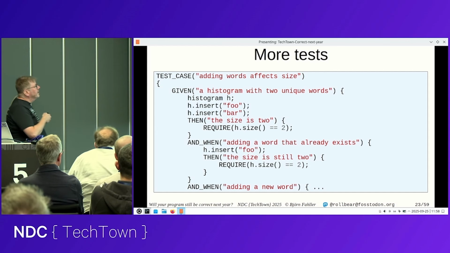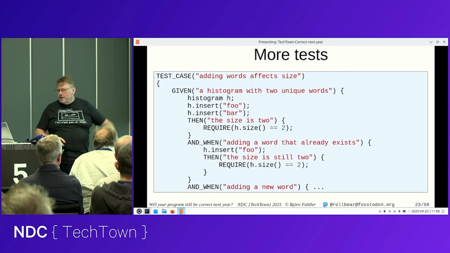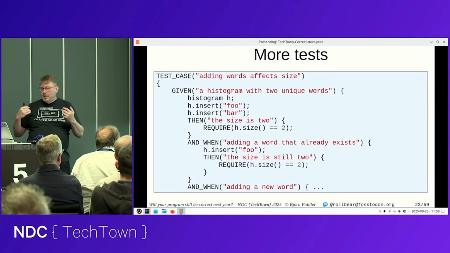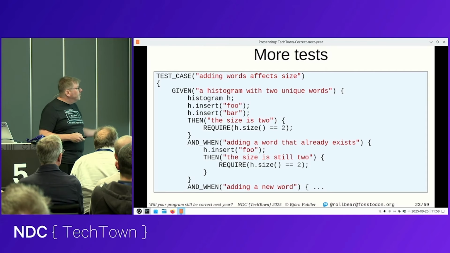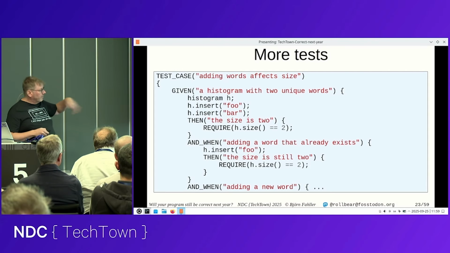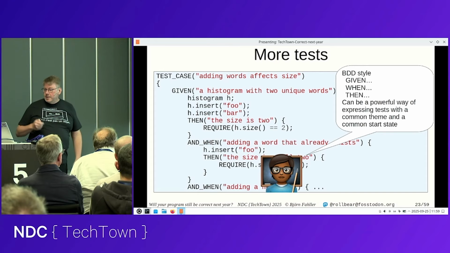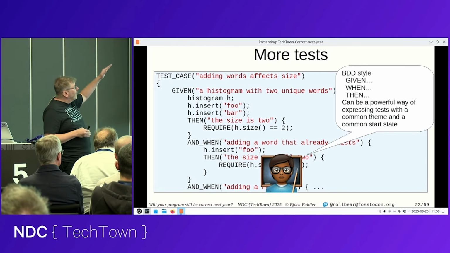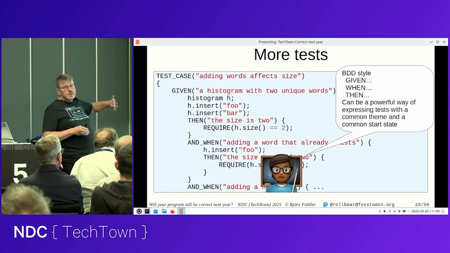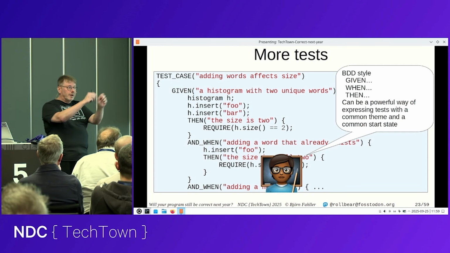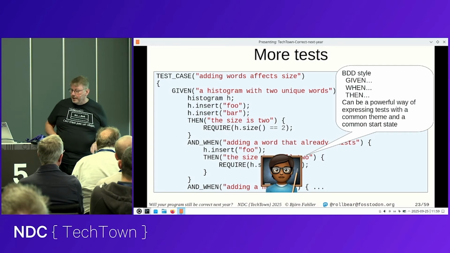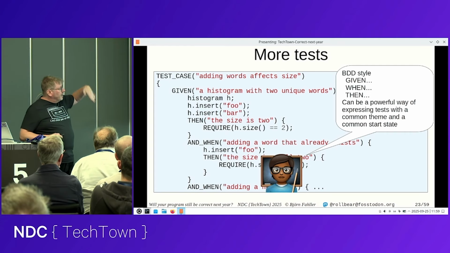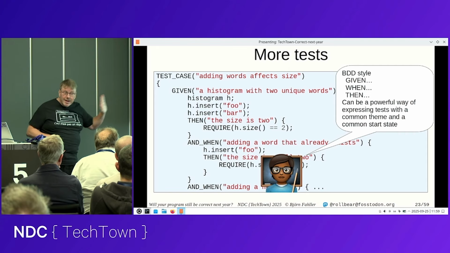So we had some more tests. Adding words affects size. Given a histogram with 2 unique words, the size is 2. That makes sense. Adding a word that already exists, the size remains 2. Okay, that makes sense. And we have adding a new word, etc., etc. This style, BDD style, given-when-then, is, in my opinion, super powerful, where you have a common starting point and you have some variations on it. You do a few things. So instead of repeating the same thing in several test cases, you just have these variations.